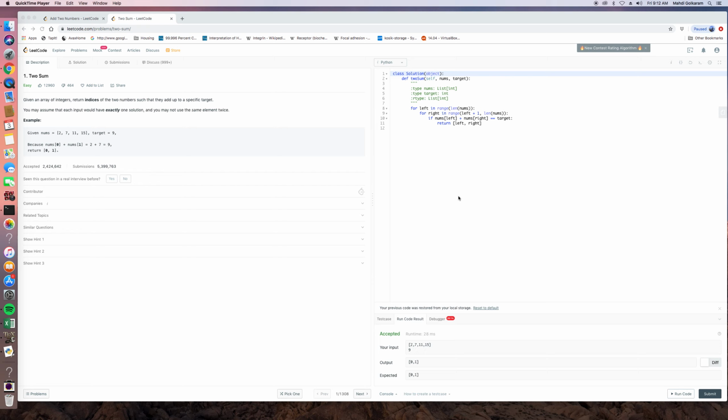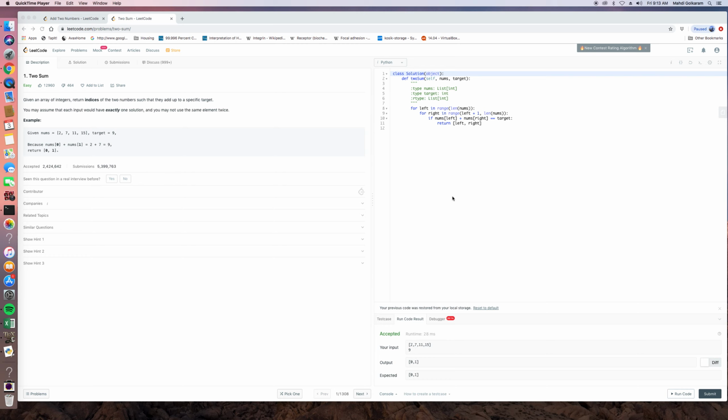Today our problem is the very first problem in LeetCode, which is Two Sum. Before we start coding, we should clarify what Two Sum is, right? That is always the first step for an interview.